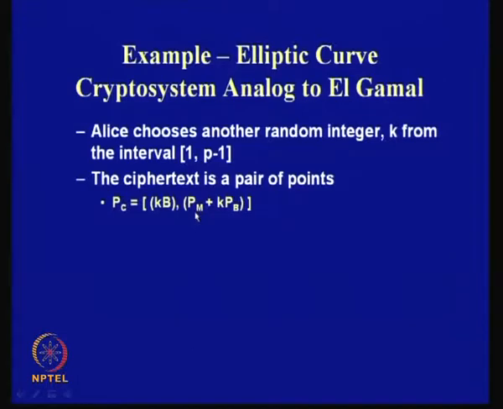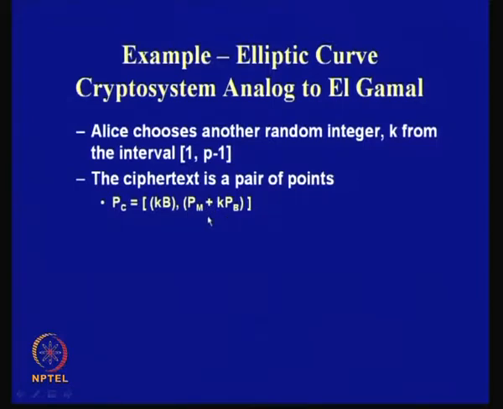In order to generate the ciphertext, I have to use the public key. What Alice does is choose a random integer k from 1 to p minus 1, and multiply it by Bob's public key. So, it takes Bob's public key Pb and multiplies it with k. It multiplies k with Pb and adds it to Pm.